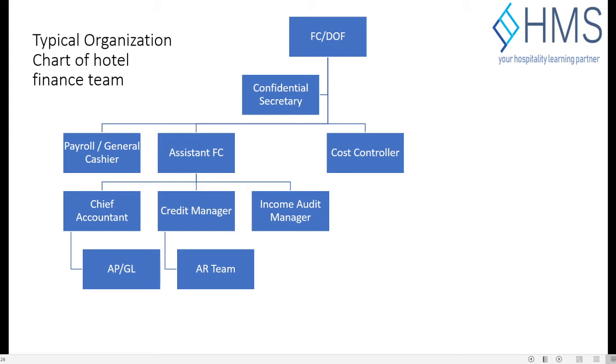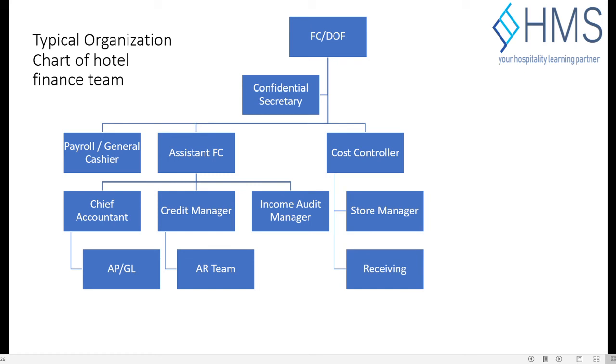Now, usually the cost controller, if it's a big hotel, will report to the financial controller directly. But in smaller hotels, it can report to the assistant FC or even to a chief accountant, because of the nature of the hotel. So it really depends on the size of the hotel. In large hotels which have a huge F&B business, the F&B controller is usually a separate department, and usually reports directly to the financial controller. Cost control is also responsible for the storeroom manager and the receiving department. So these two departments come under the cost controller.